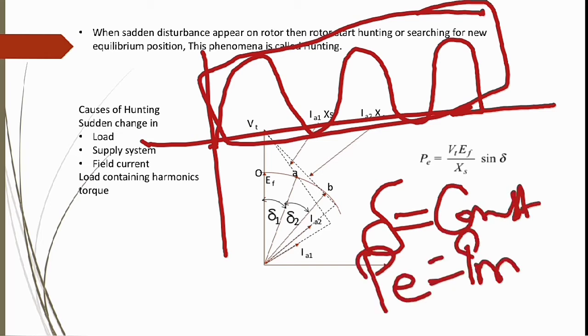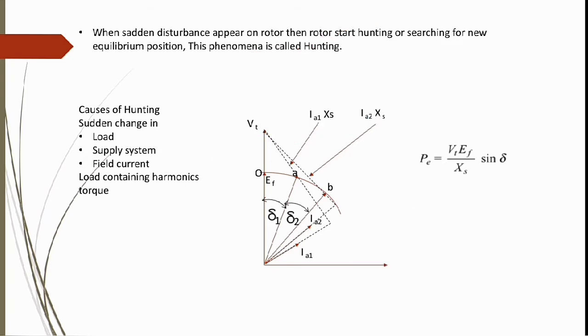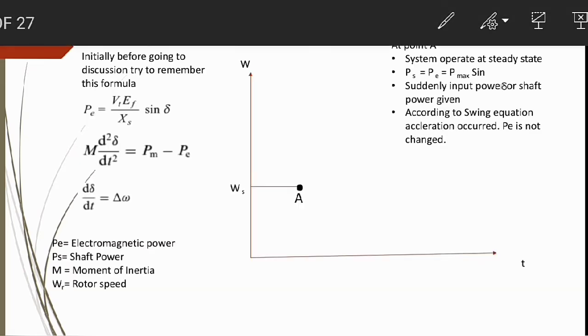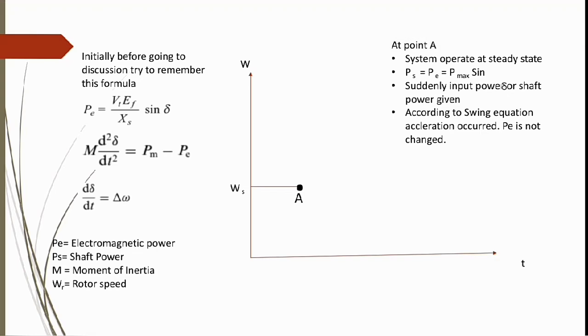So in deep analysis, we have seen in this video how hunting happens and what procedure goes on during hunting. Our next slide is, yes. So here you see what I talk about the hunting process. Initially, this is the graph of omega. Omega is the speed, and t is the time.